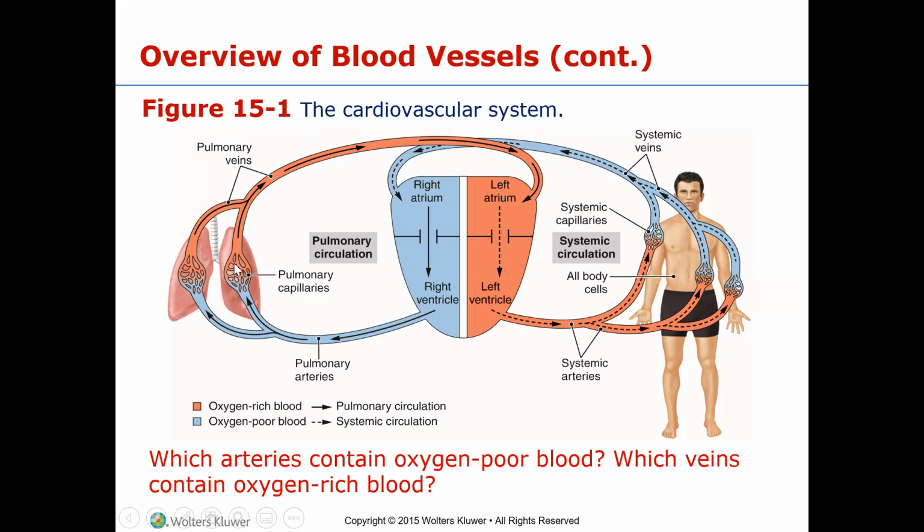And the exchange actually occurs in the pulmonary capillaries, where you get the oxygen being picked up and the carbon dioxide waste being exchanged and deposited back into the lungs. And then the oxygenated blood is going to return to the heart by means of the pulmonary veins to the left atrium, moving to the left ventricle, and then out through the systemic arteries out to the entire body.